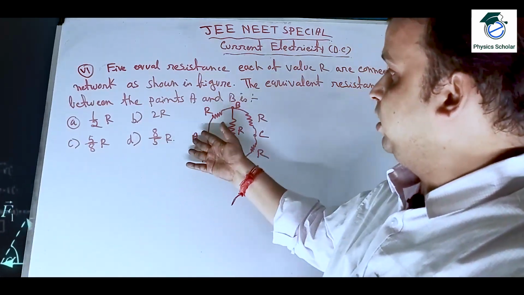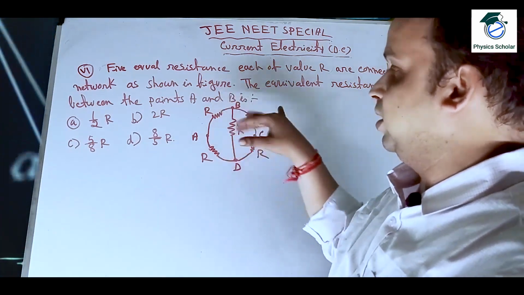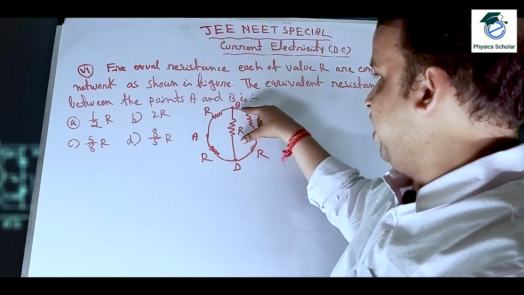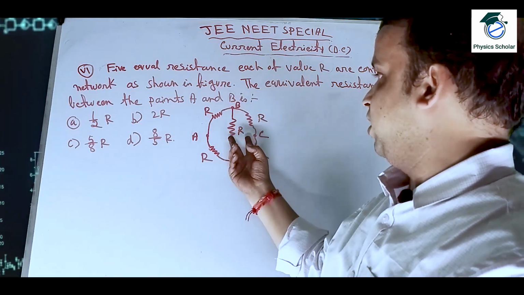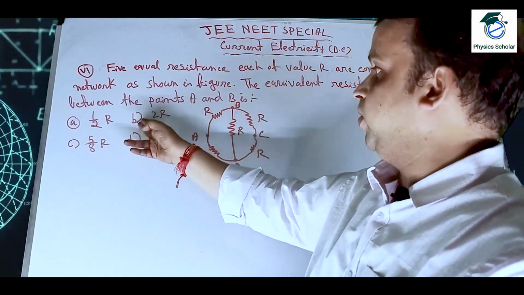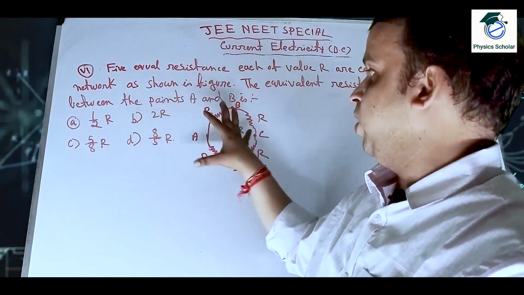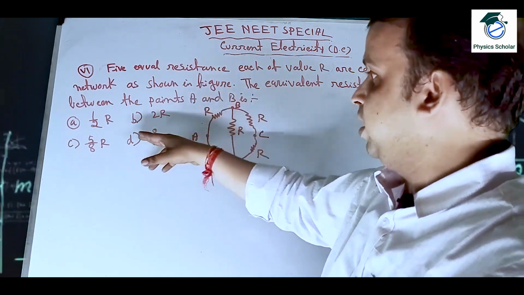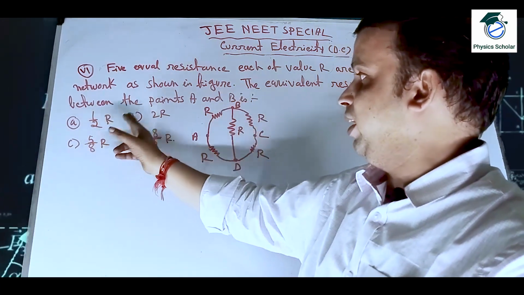Okay students, so here one circuit is given, a circular circuit. The values of resistances are R, and B and D are also connected with a resistor, the value of that resistor is also R. Now we have to find out the equivalent resistance of the total circuit given. And the four values are given A, B, C, D.